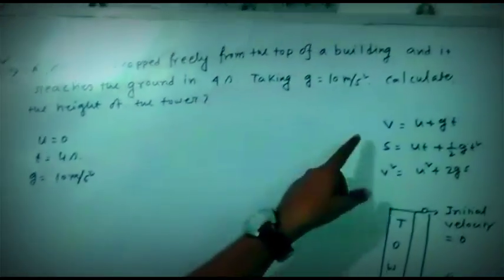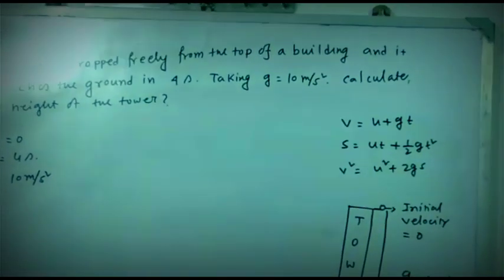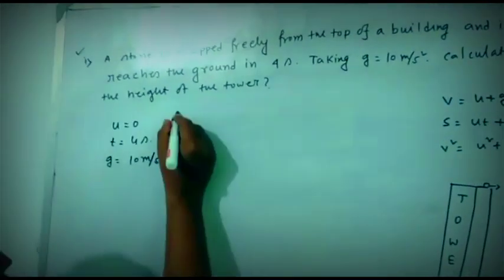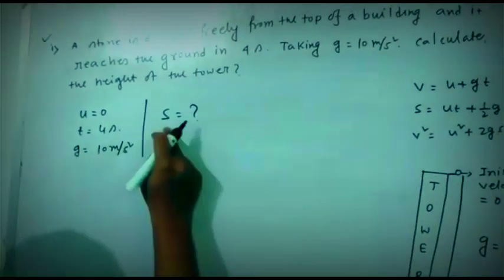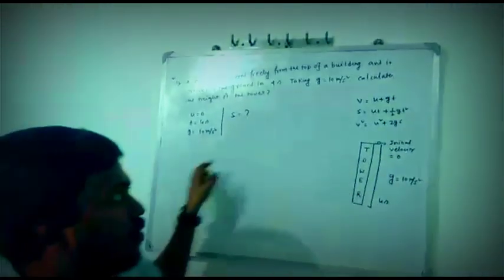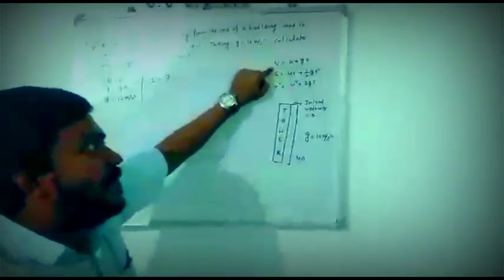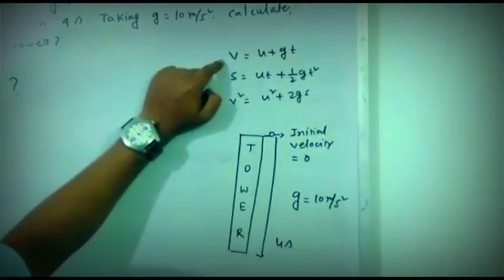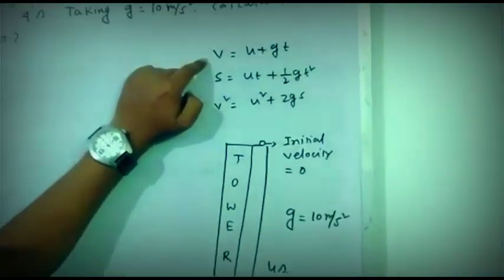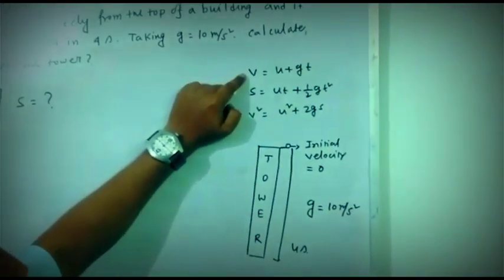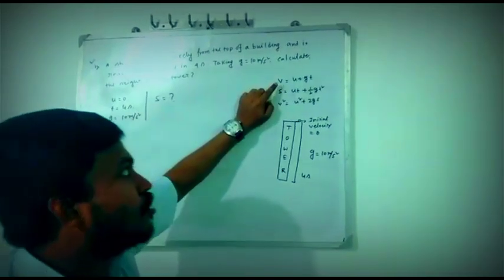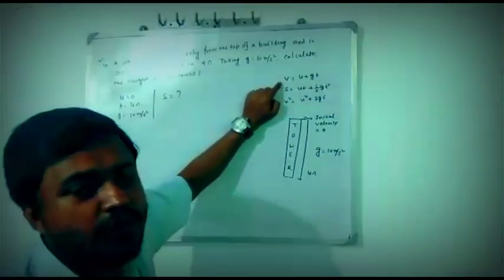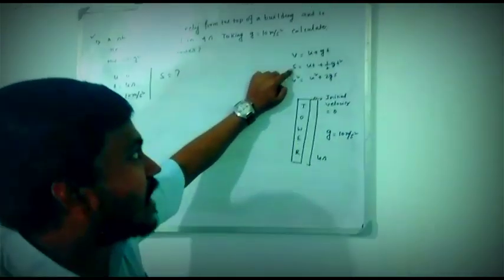Now students, we have three formulas. One is v equal to u plus at. Our target is to find the height of the tower, meaning the value of s. In the equation v equal to u plus gt, which is the velocity-time relation, there is no parameter in terms of displacement, so we are not using this formula for solving the numerical.